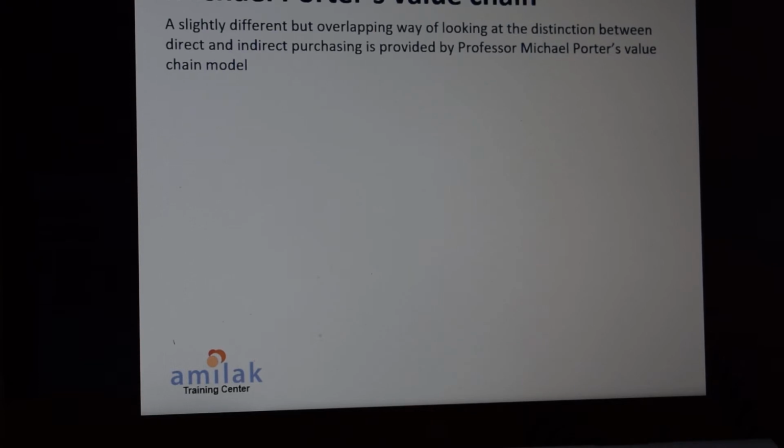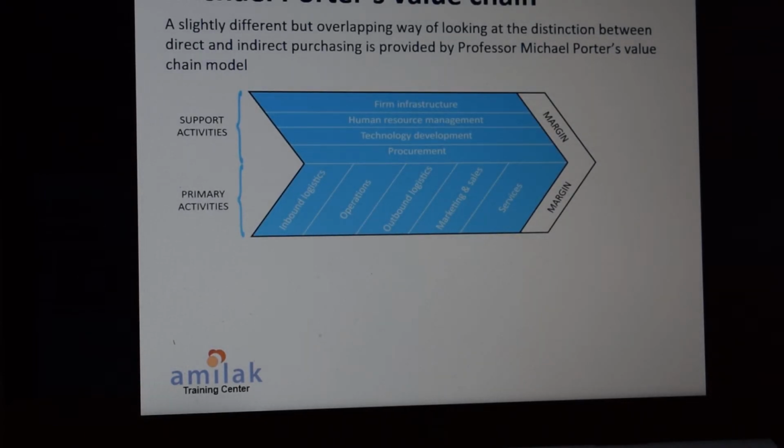Now, Professor Michael Porter, one of my favorite professors, presents a slightly different but overlapping look at the distinction between direct and indirect procurement through the use of his value chain model. Professor Michael Porter distinguishes, like we said earlier, the activities of an organization into two. There are those that are called support activities and those that are called primary activities.